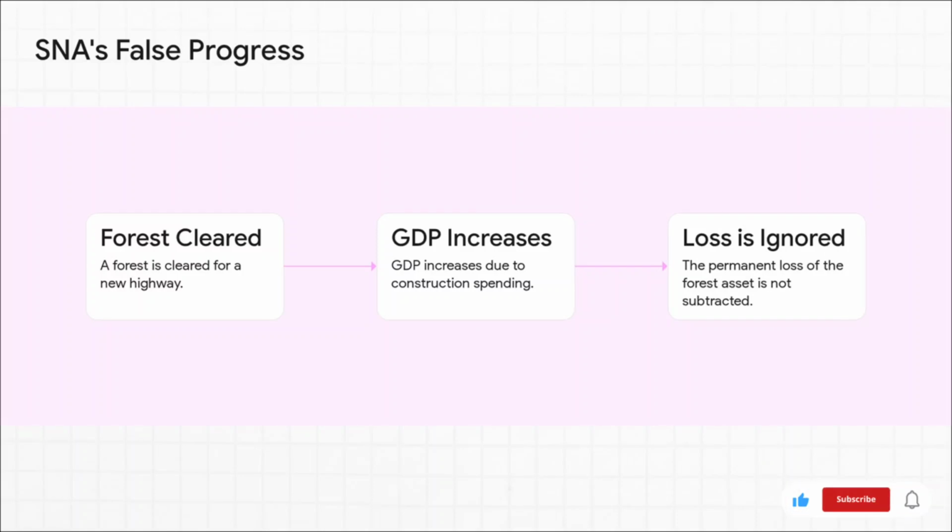Let me give you a really simple example that you can use to explain this crazy logic. Let's say we chop down a forest to build a new highway. Well, all that construction spending actually makes our GDP go up. On paper, it looks like we're getting richer. But the permanent loss of that forest, a vital national asset, is never subtracted. We don't account for the fact that we've actually become poorer in natural wealth.